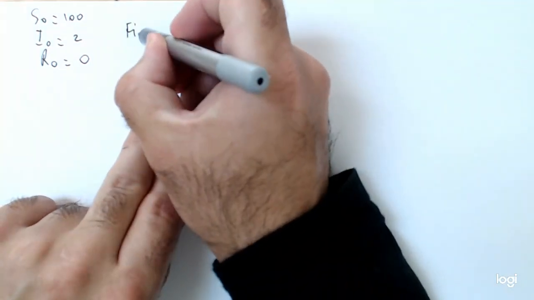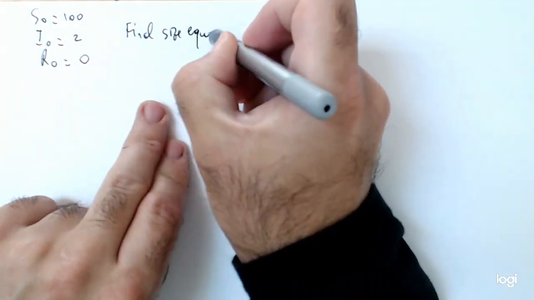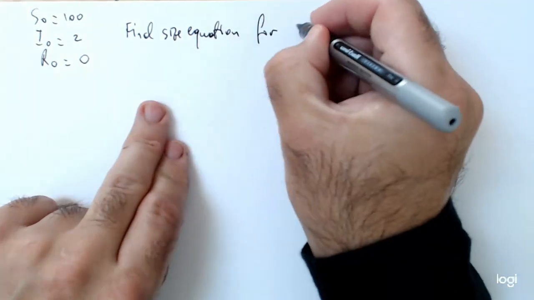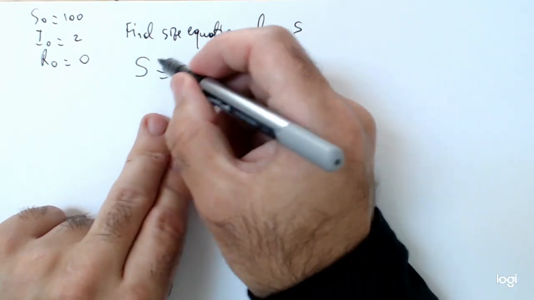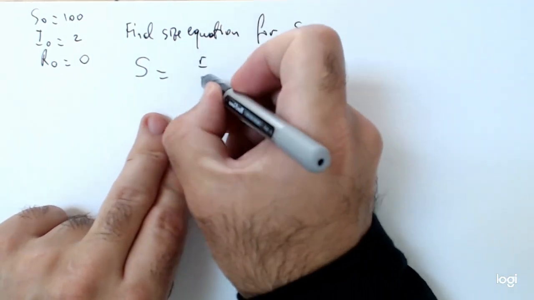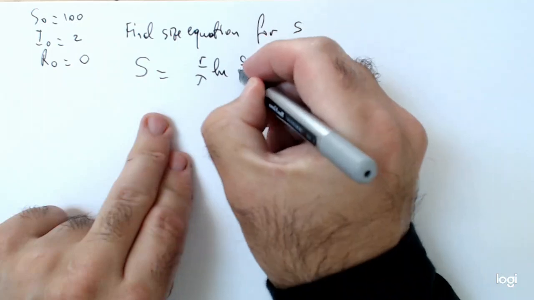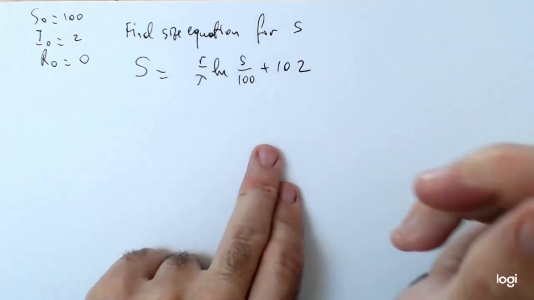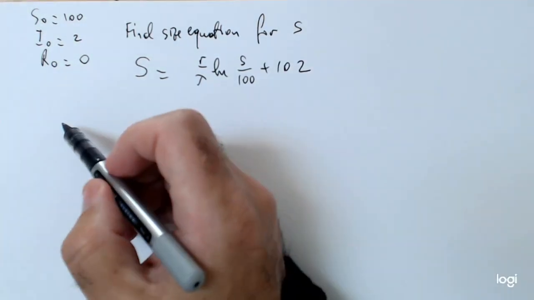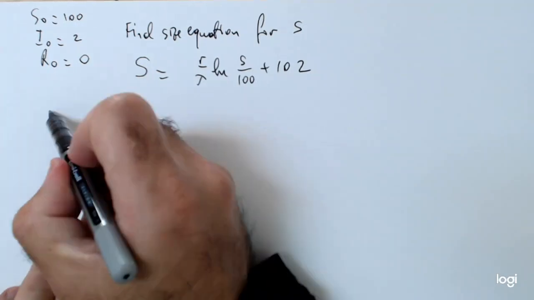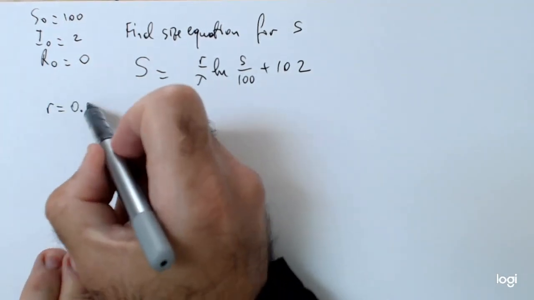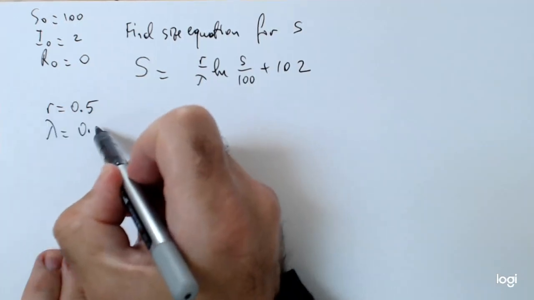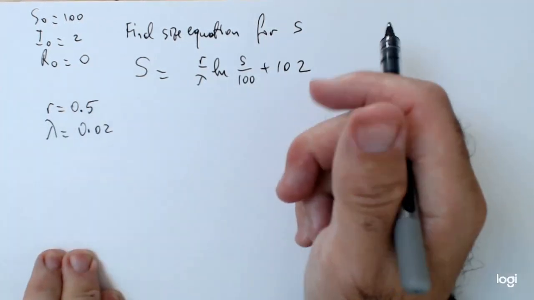So the final size equation for S will be S plus 0, that's just S, equals R over lambda ln of S over 100 plus S naught plus I naught, which is 102. So let's play now with some examples in terms of possible values for R and lambda. So let's say lambda is 0.02 and R is 0.5.